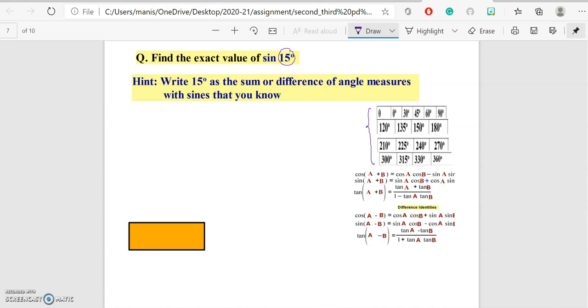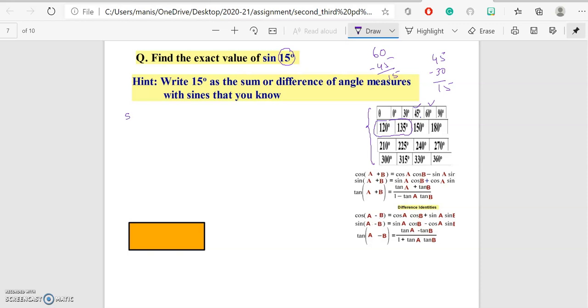So I will start from here. If I do 30 minus 0, that does not give me 15, but what about 45 minus 30? Yes. If I do 45 minus 30, my answer is 15. You can also do 60 minus 45. I took 60 and I took 45, and I still get 15. So I can take this combination or this combination. Usually, don't try to go for big numbers here. Just try to work with small ones.